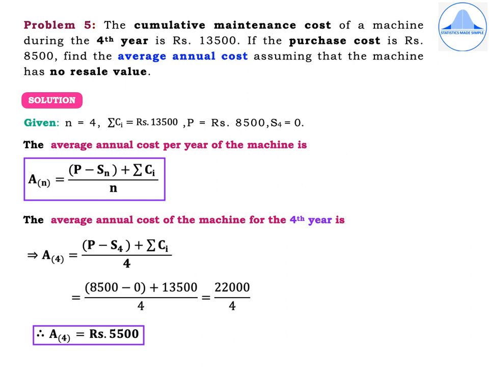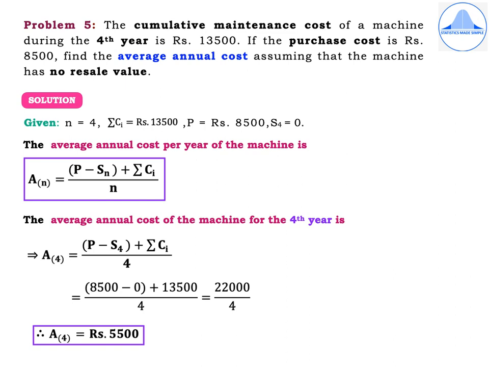Problem 5. The cumulative maintenance cost of a machine during the fourth year is rupees 13,500. If the purchase cost is rupees 8,500, find the average annual cost, assuming that the machine has no resale value. Starting with the solution, let's first write given n equal to 4. Then cumulative maintenance cost is summation Ci, which is rupees 13,500. The purchase cost is denoted by P, which is rupees 8,500, and there is no resale value. So for the fourth year, it will be denoted by S4 is equal to 0.